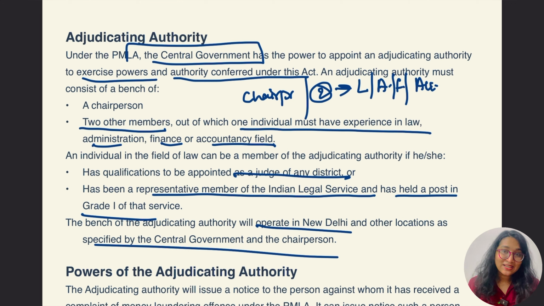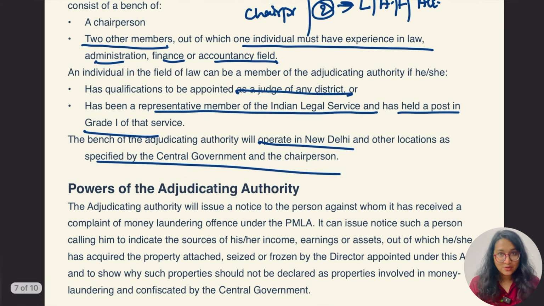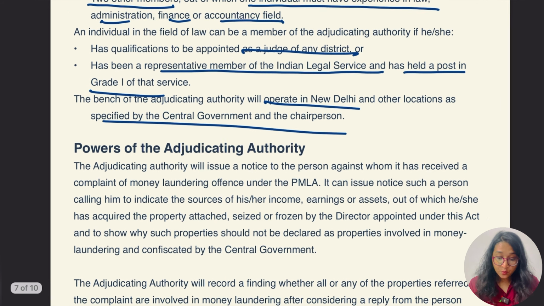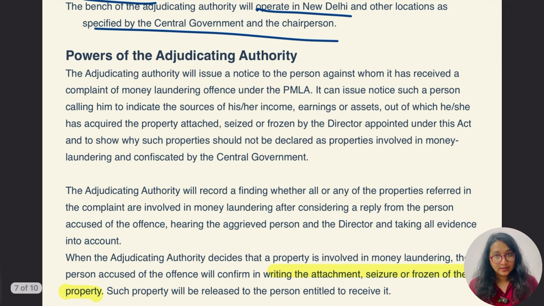Okay, so the central government has the power to appoint the adjudicating authority, and there are some specified members who should definitely have specific knowledge related to this field. Okay, field of law, accountancy and all. And one chairperson should definitely be appointed. So what is the power of the adjudicating authority? Why is the central government going to appoint this authority? Okay, so let's go for it.